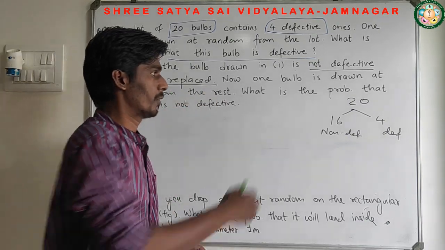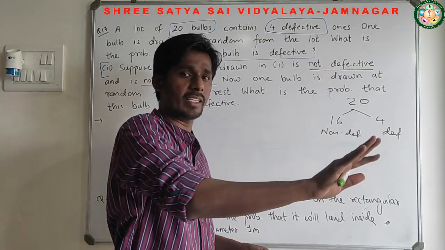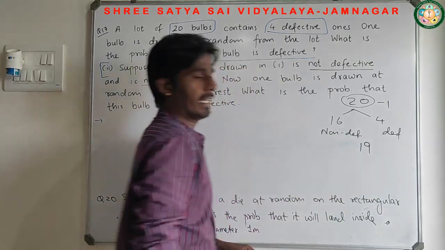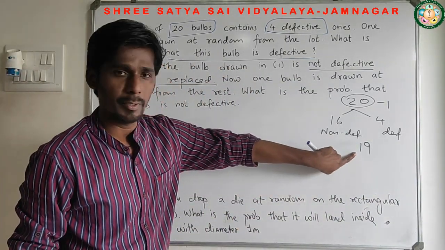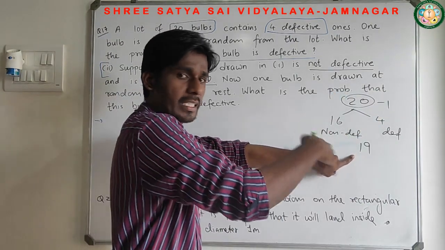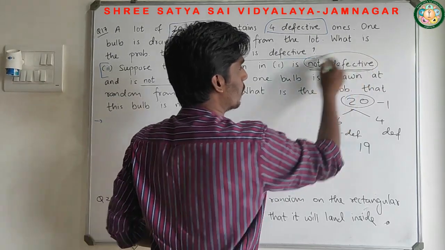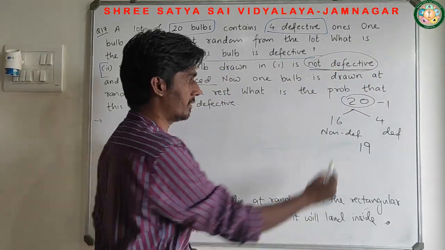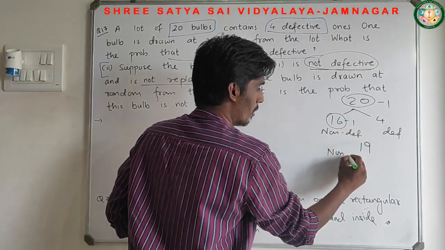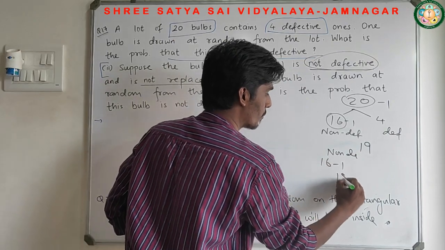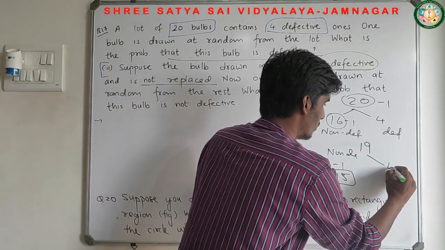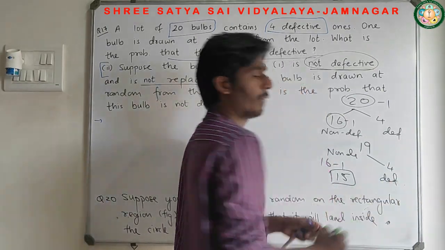And not replaced means what? From 20, we took out one bulb and kept it aside. So now after 20, if I remove one of the bulbs, how many bulbs remain? It's 19. Now 19 bulbs are only there because one we kept aside, and the bulb which we kept aside is what? Non-defective one. Total how many non-defective ones are there? It's 16. So if I subtract 1 from it, now non-defective are 16 minus 1. So now there are 15 non-defective ones, and how many defective ones are there? Still 4 are there as defective ones.